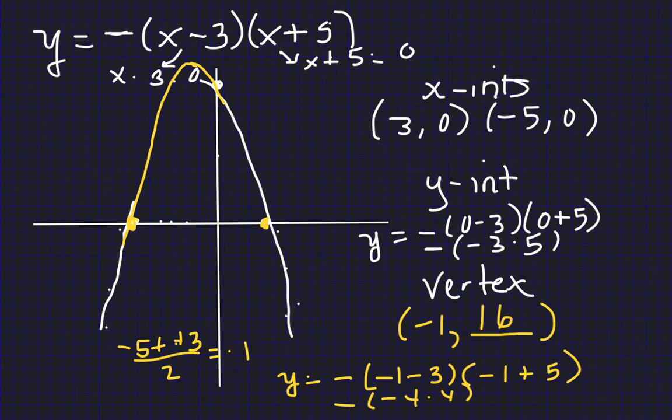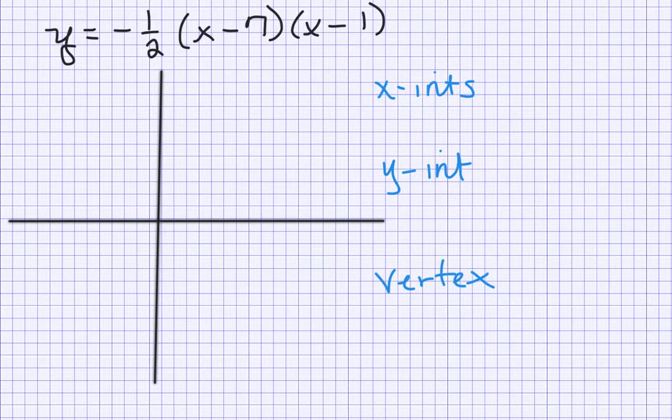All right, so we're finding those important points: the x-intercepts, the y-intercept, and the vertex. We'll do one more with a fraction. So this one has a negative 1/2 in front of it. And we're going to do the same thing we did, all right? So we're going to find the x-intercepts by letting these two factors equal 0. So x should equal 7, or x should equal 1.